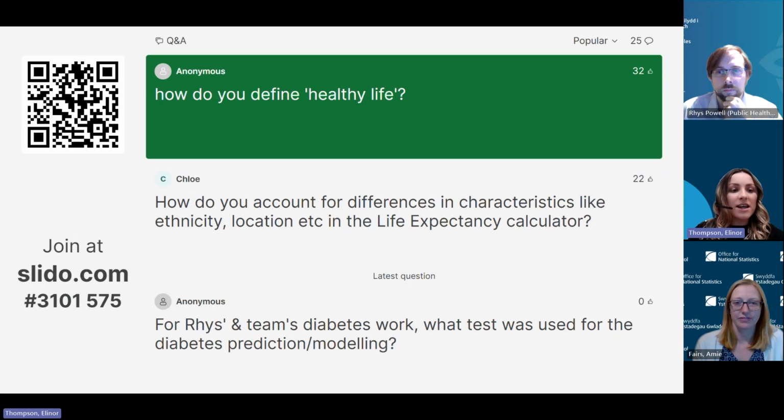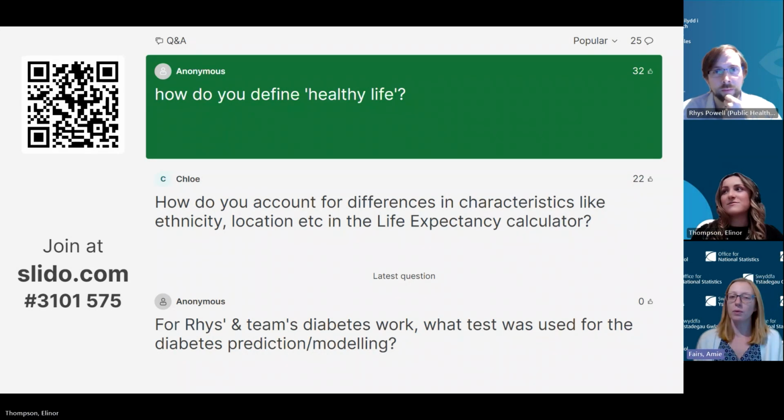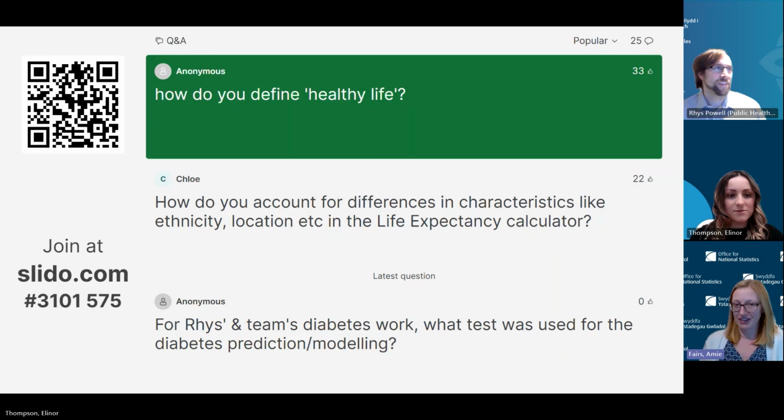So the first question is, how do you define healthy life? Okay, I will start by saying this is not my team, and I do not work in this specific area. It was up until the releases prior to this morning's, the healthy life state. So I'm going to interpret this question to say, how do we measure what a state of good health is? I think that's what this means.